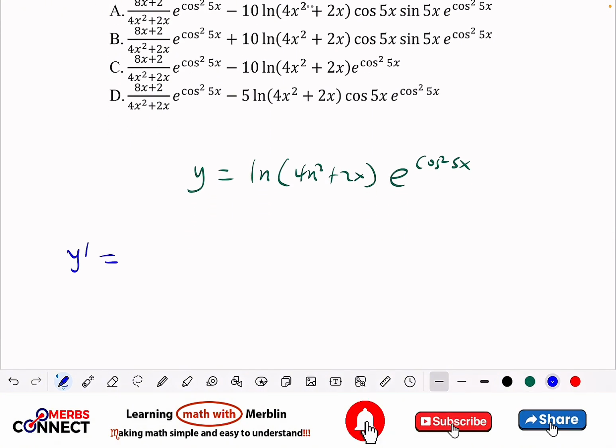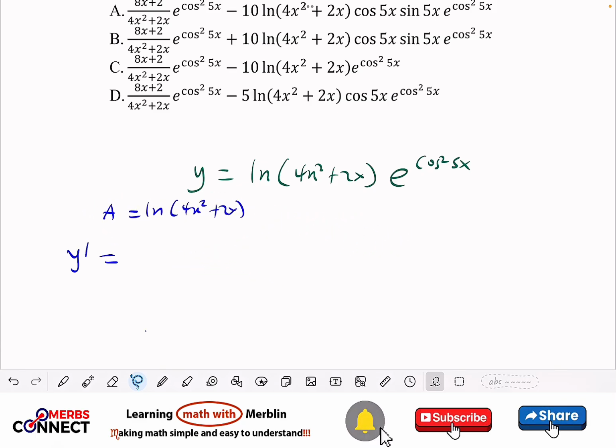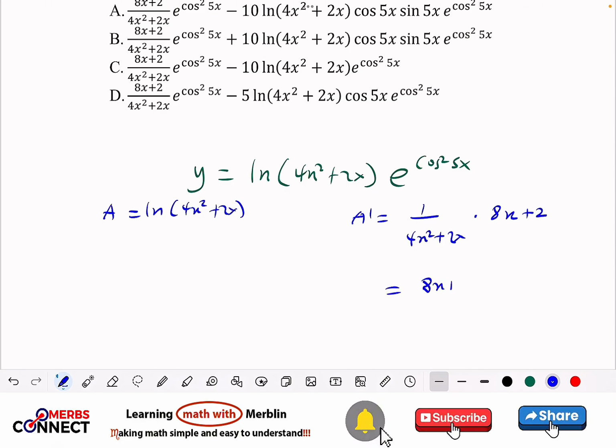Y prime will be equal to, let me choose A and B so that I'll be good with this one. A is the natural log of 4x squared plus 2x, and then what will be A prime? So let's figure out A prime. This is the natural log, so I'm going to have 1 divided by 4x squared plus 2x times, then I differentiate what's inside the parentheses, which is going to give us 8x plus 2. So this is going to give me 8x plus 2 divided by 4x squared plus 2x. So this is A prime.